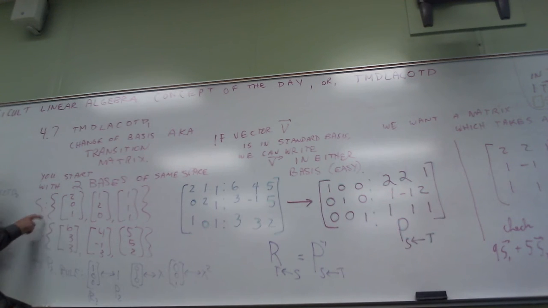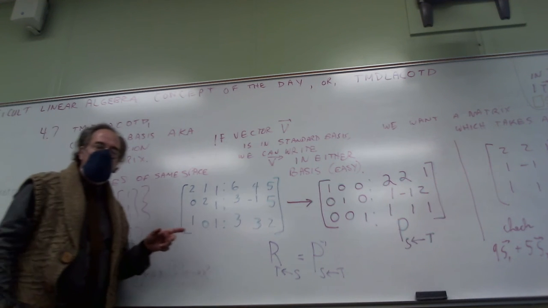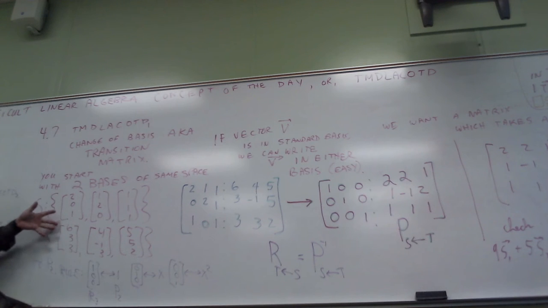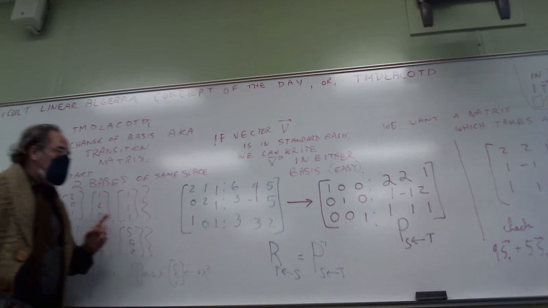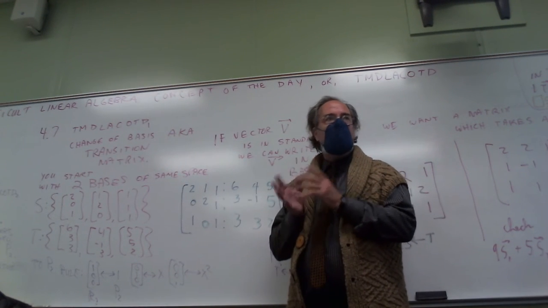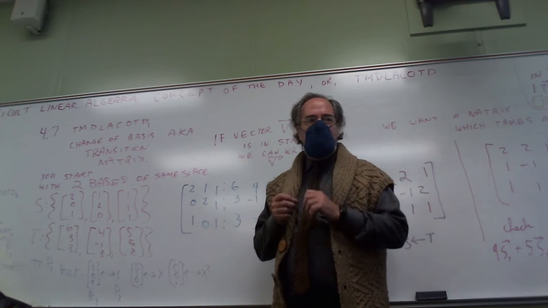The concept is this. I have two different bases for the same space. In this case, the space is R3. So I've got two different bases for R3. Check them out. Not very nice bases. Now here's the deal. I would like to take a vector written in terms of one basis and write it in terms of the other. Let me show you what I mean.